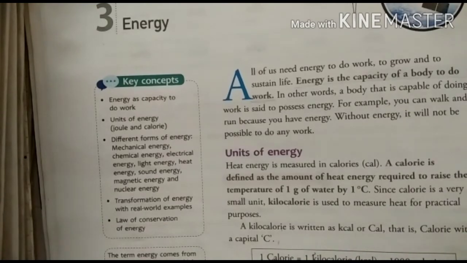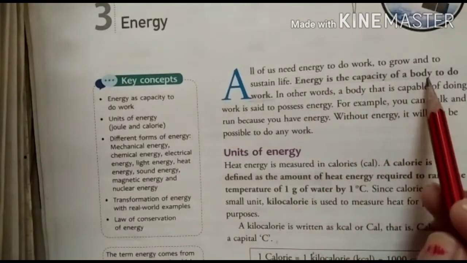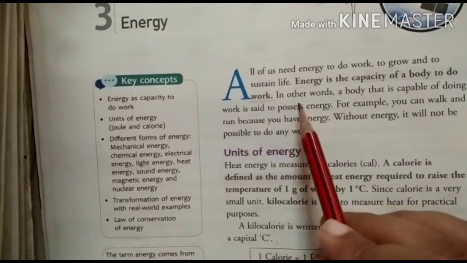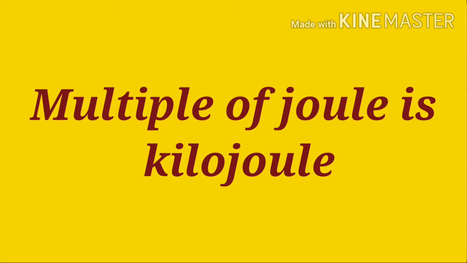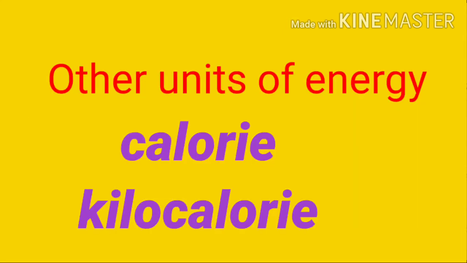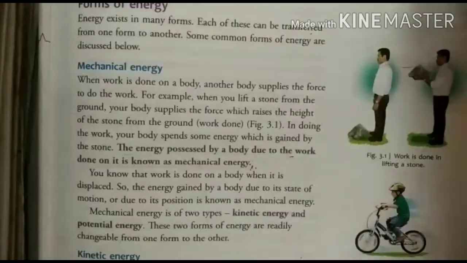So what is energy? Energy is the capacity of a body to do work, and the SI unit of energy is joule. Joule is a small unit, so its multiple is kilojoule, which is a bigger unit. Another unit of energy is calorie, and calorie is the unit of heat energy. Calorie is a small unit, so kilocalorie is used as a multiple of calorie.